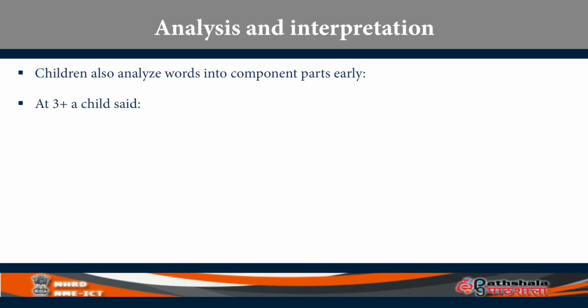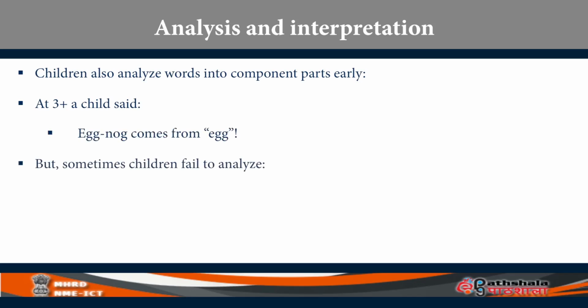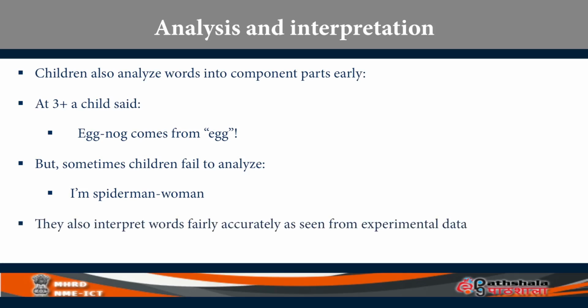At the age of 3 plus, a child said, eggnog comes from egg. But sometimes children also fail to analyze words. So a child said, I am Spider-Man woman. Experimental data also show us that children interpret words fairly accurately. And experimental data also shows that they move from form to meaning.